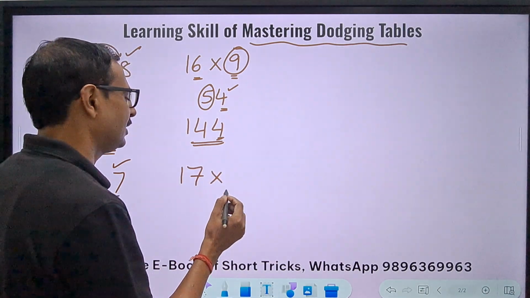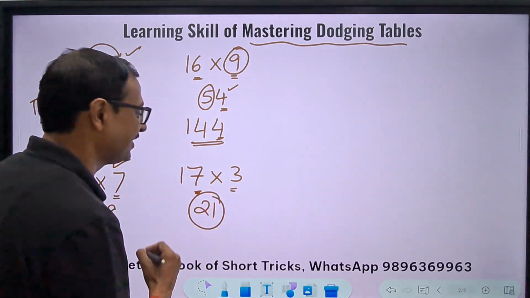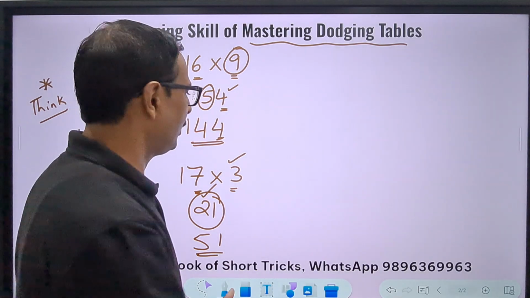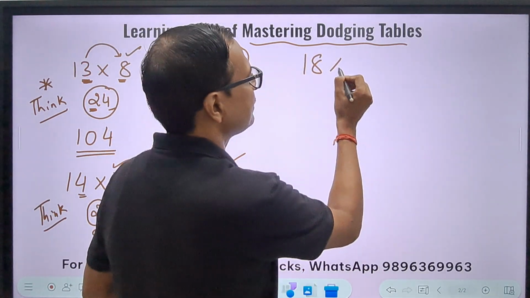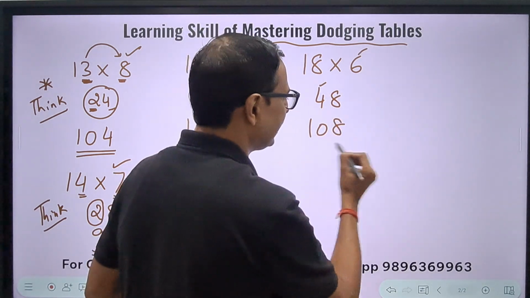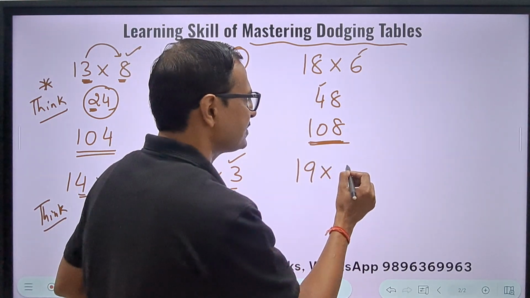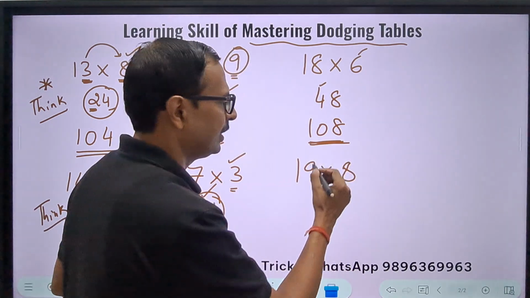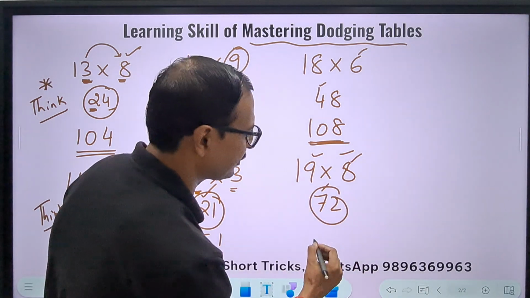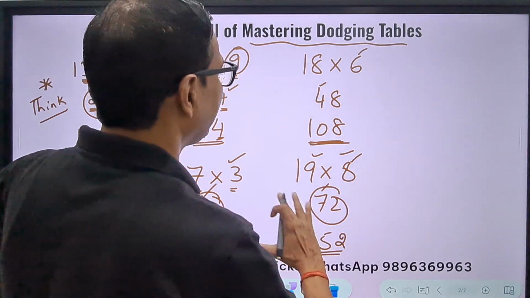17 times what? Let's take easy number 3. 7 times 3, think, this is think. And then 2 plus 3, 5 and the 1, that's it, 51. How about 18? 18 times 6, think, 48. 4 plus 6, 10 and the 8. You get your answer, 108. 19 times, let's take 8, okay. 9 8s are, think, 72 in the mind and just do 8 plus 7, 15, and there you go, 152 is the answer.